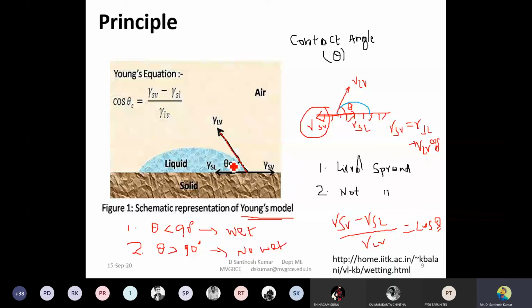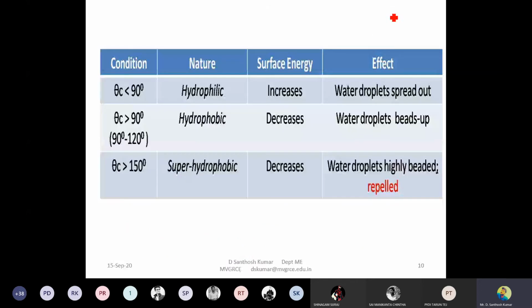So I hope you clearly understand this particular thing. And there is another important thing, that is called the capillary force. So you can see the condition here. If the contact angle is less than 90, that is called hydrophilic. So obviously it will have good surface energy, and our water droplets simply spread over that. Here the contact angle is greater than 90 degrees.